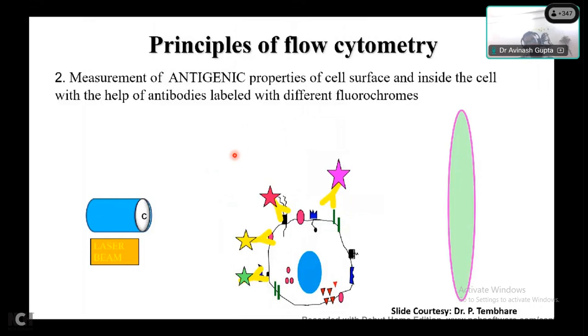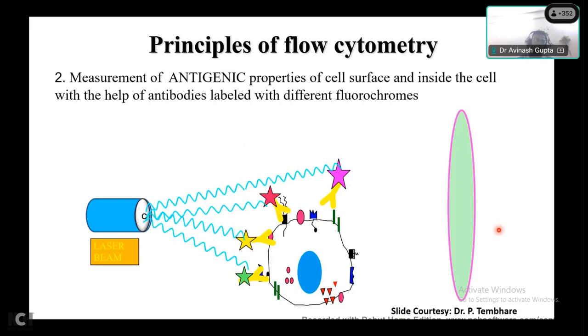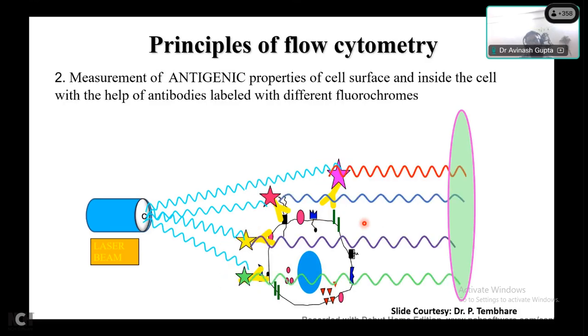But a cell has multiple antigens, and if you use very particular antibodies which are tagged with fluorochromes, you can exploit this property to know the immunophenotype of the cells. What happens when the laser light falls on these fluorochrome tagged antibodies, which are attached to particular antigens on the cell? These fluorochromes will be excited by the laser light, and they will emit some light, and this light will be detected.